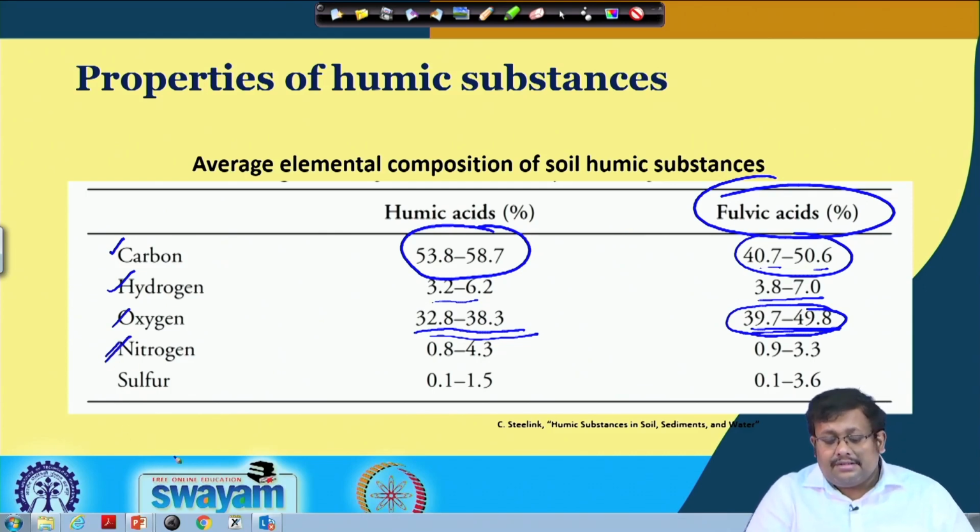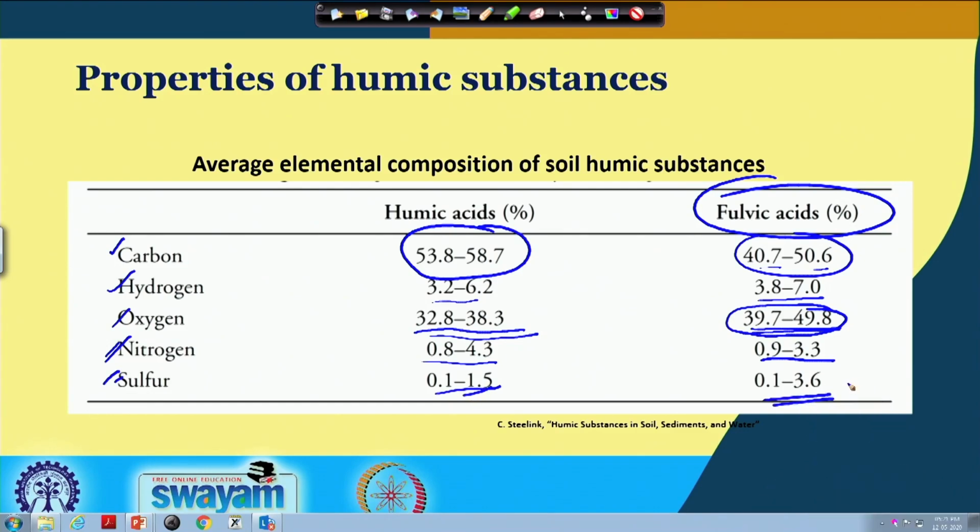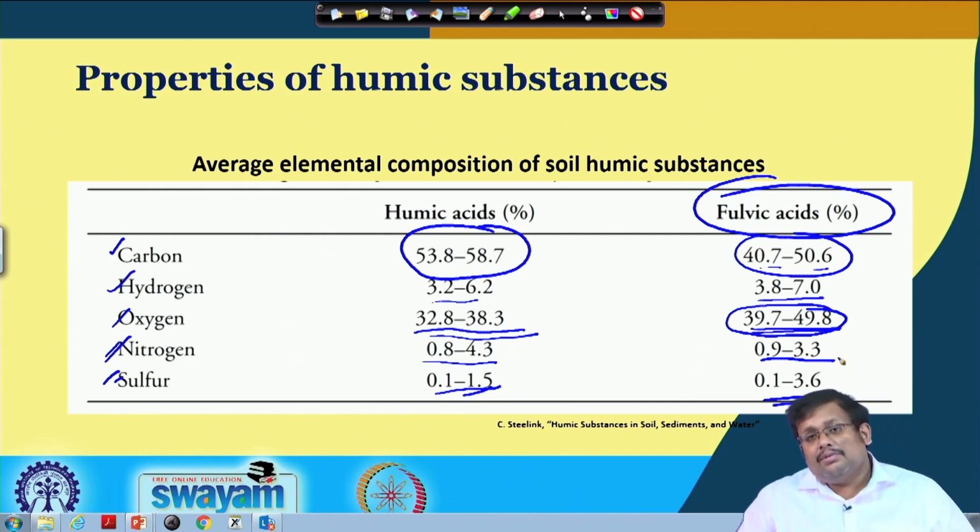Nitrogen concentration in humic acid varies from 0.8 to 4.3, whereas in fulvic acid it varies from 0.9 to 3.3%. Sulfur concentration varies from 0.1 to 1.5%, however in fulvic acid it is 0.1 to 3.6%. So, this is the difference of composition between humic acid and fulvic acid, and one thing is very clear: carbon is more in humic acid, whereas oxygen is more in fulvic acid.